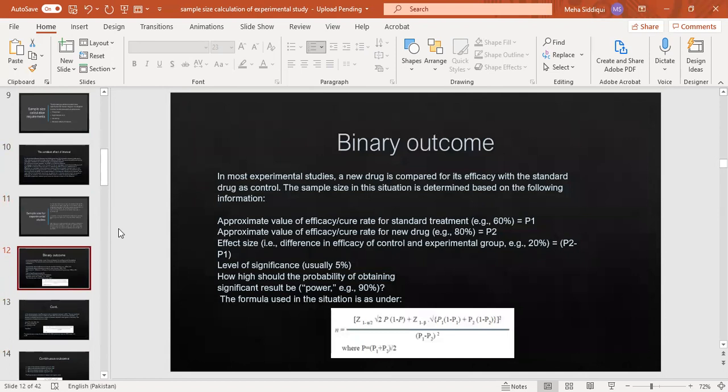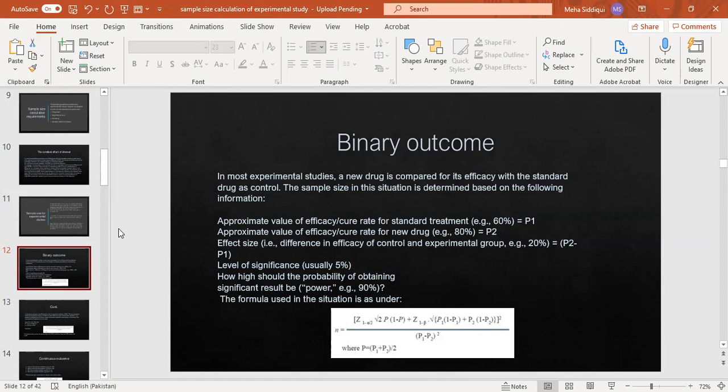Now, binary outcome. In most experimental studies, a new drug is compared for its efficacy with the standard drug as control. The sample size in this situation is determined based on the following information: approximate value of efficacy or cure rate for standard treatment. For example, here we have taken the value as 60% or 0.6, that is P1. Approximate value of efficacy or cure rate for the new drug, for example, 80%.